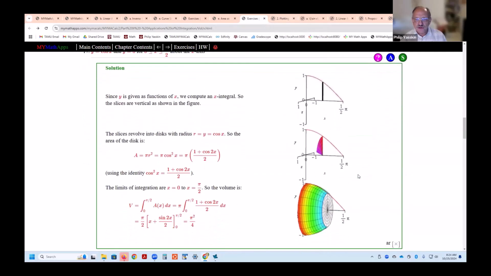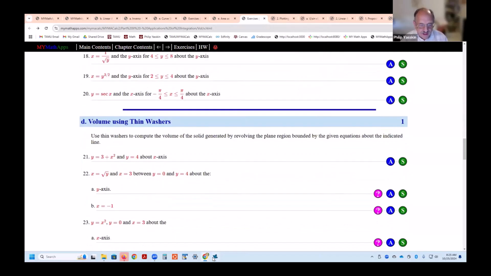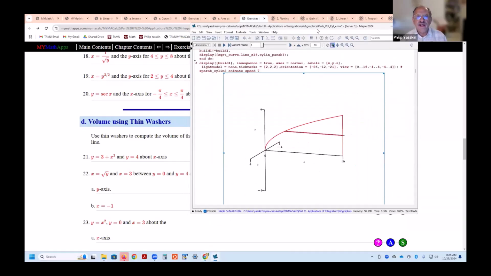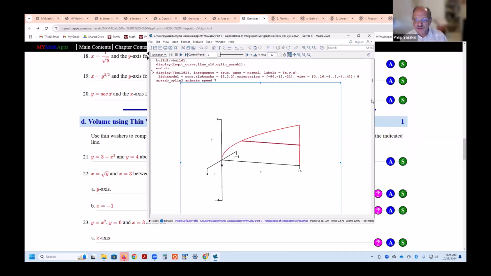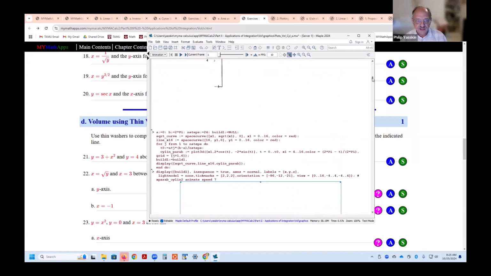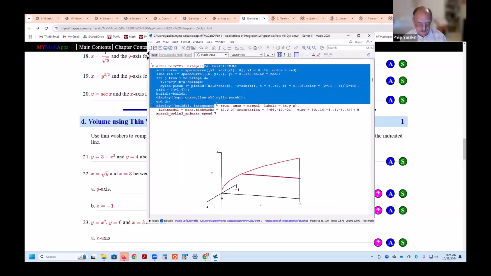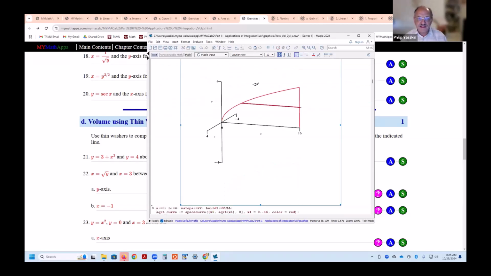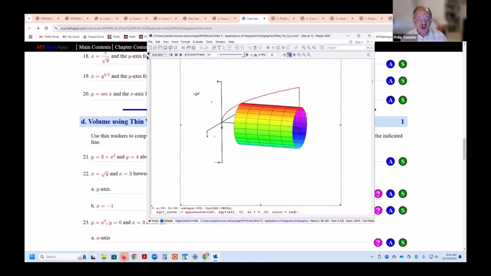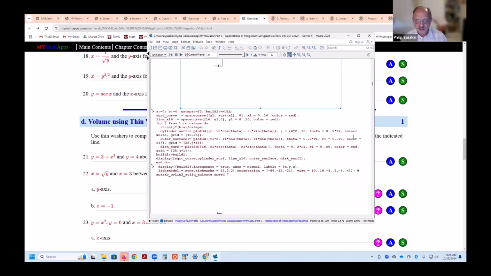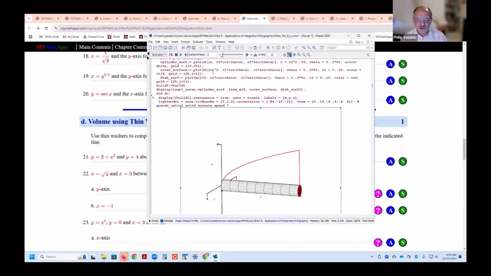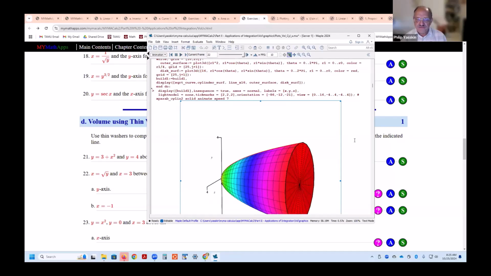I can show you how some of these are made. So I have a Maple worksheet here that is specifically for this exercise page. So there is the code that makes this animation, which shows a slice revolving into a cylinder. And then here, the cylinders are accumulated to fill out the volume. And that's basically how the integral is done also.